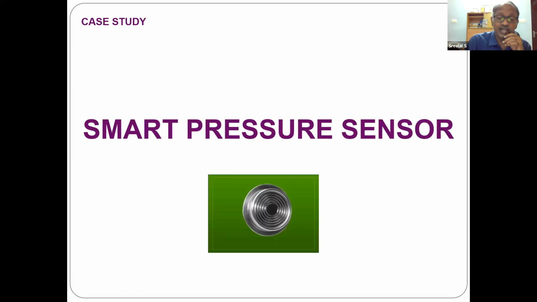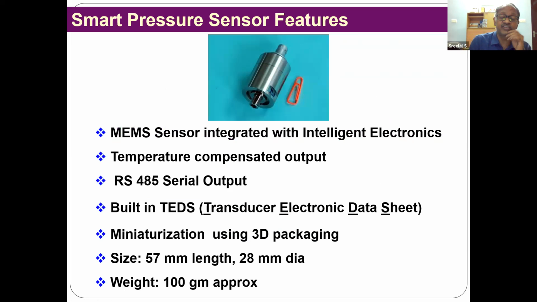So this is another example of a smart pressure sensor, which is a MEMS sensor integrated along with intelligent electronics. Basically, what you can see here is the sensor in the form of a capsule. It gives a temperature compensated output in the sense that independent of the environmental temperature, it gives an output that is constant. Then it gives an RS485 serial output port. It has got a built-in transducer electronics datasheet. It uses miniaturization using 3D packaging, and its weight is only 100 grams.